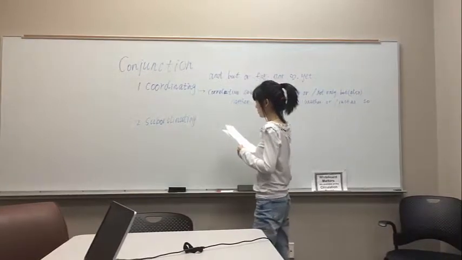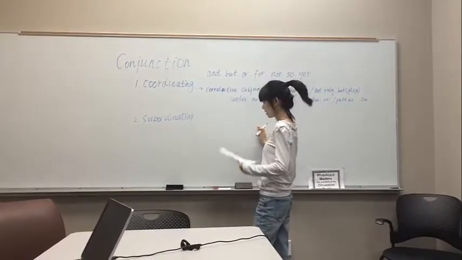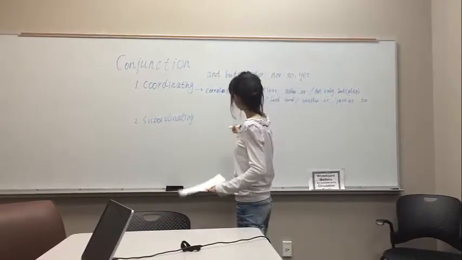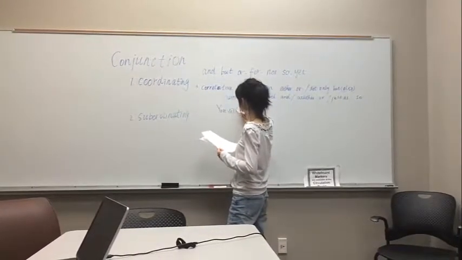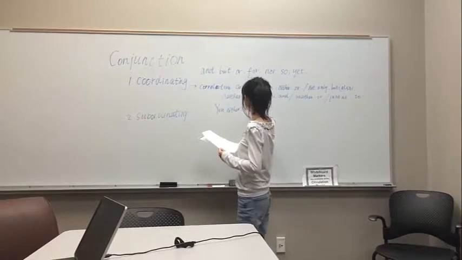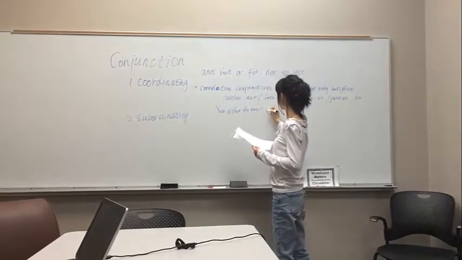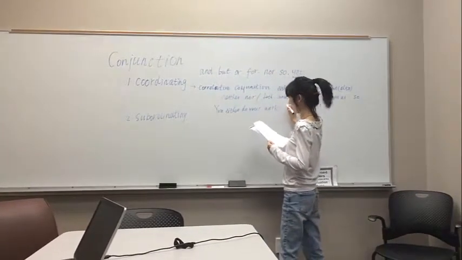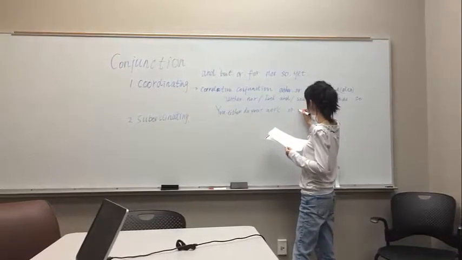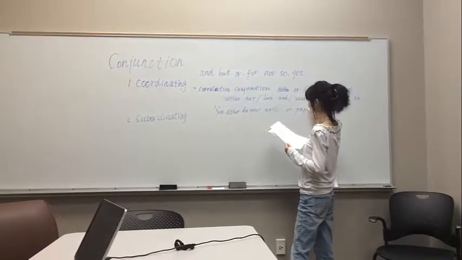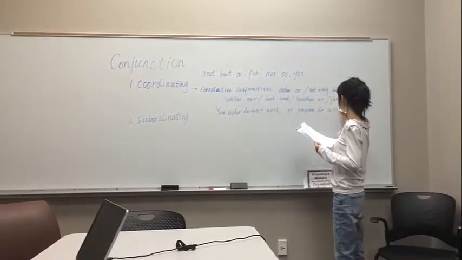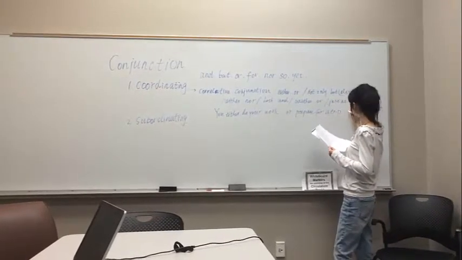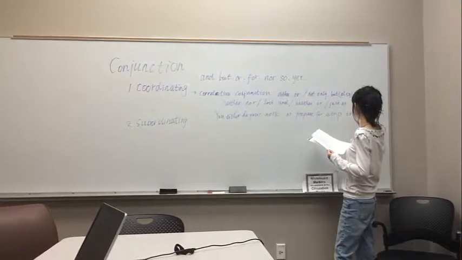I will give you an example about the correlative conjunction. That is, "You either do your work or prepare for a trip to the office."